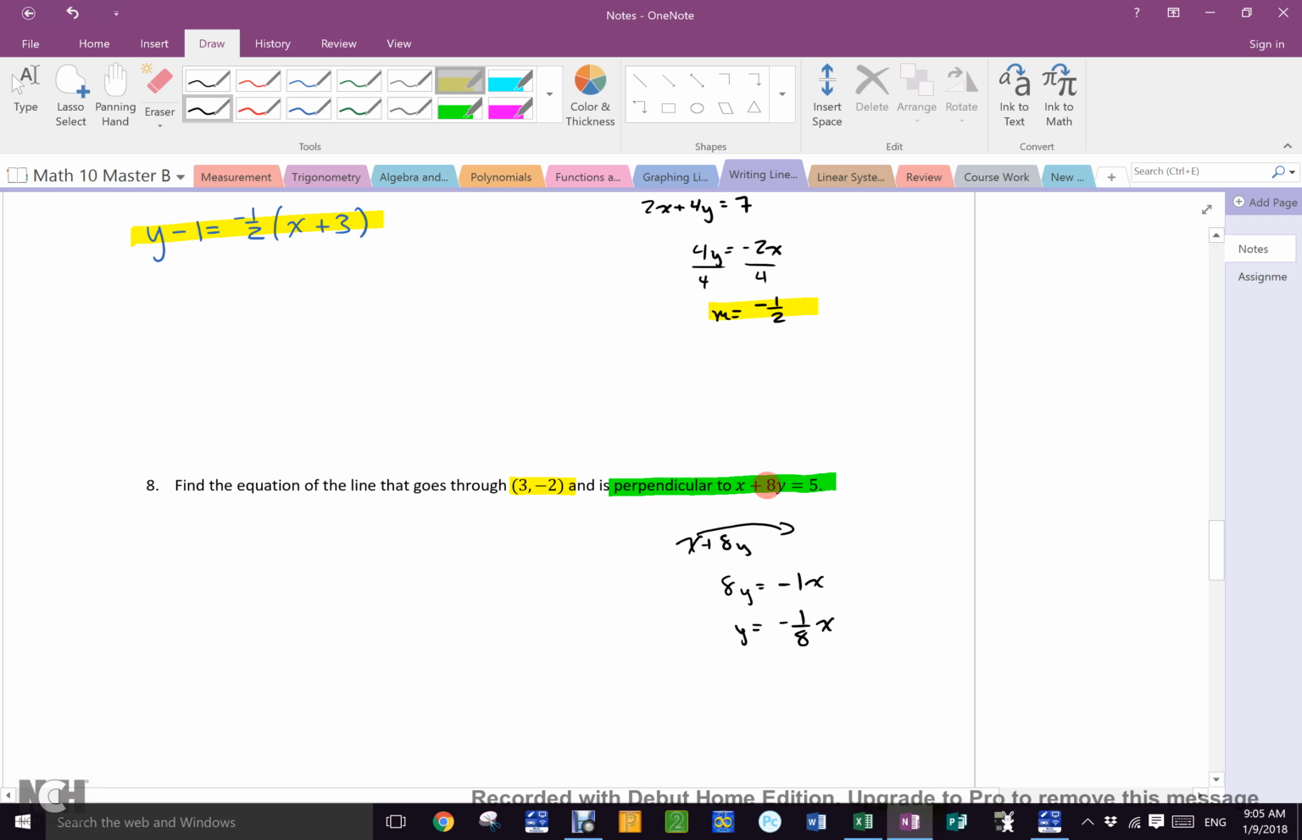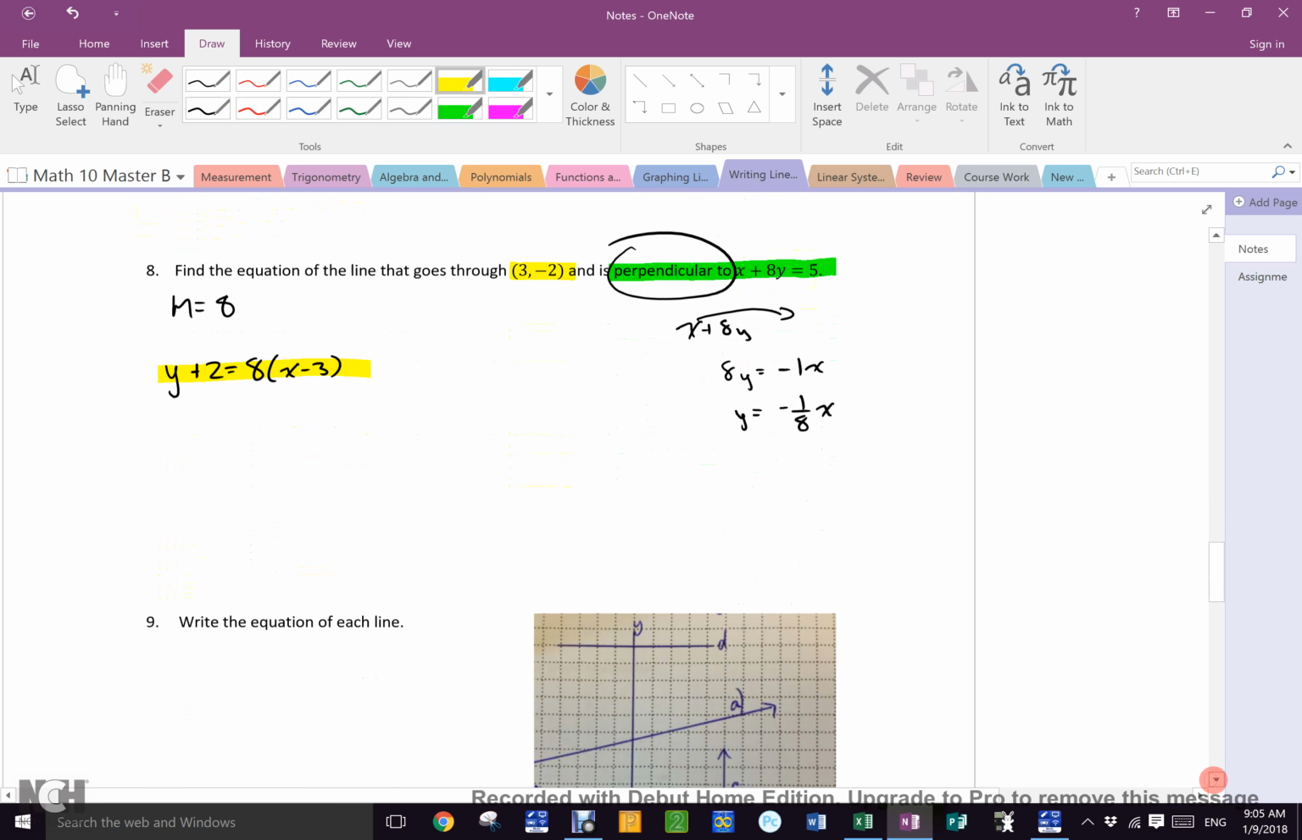What is the slope I need? Because of that word, I need my slope to equal positive 8. Do I now have a slope and a point? Great. What is the form? y plus 2 equals... and now that guy's done. Everybody good?